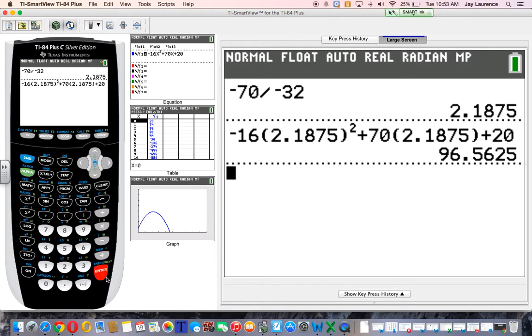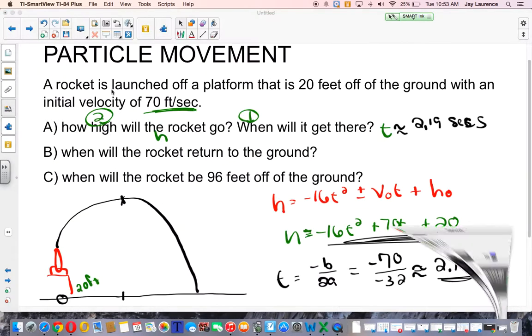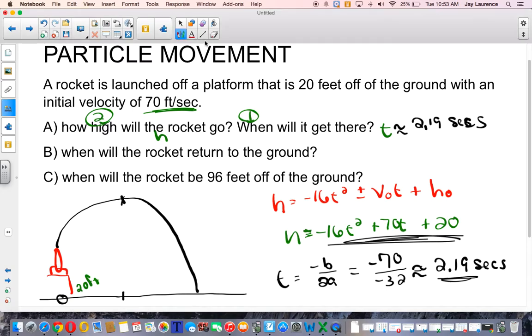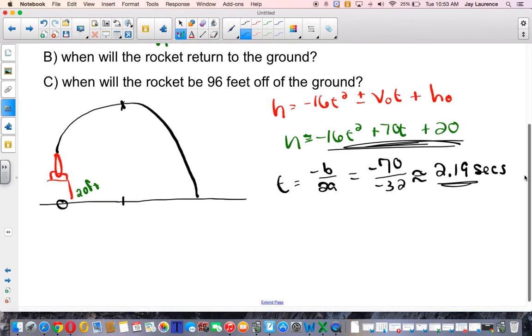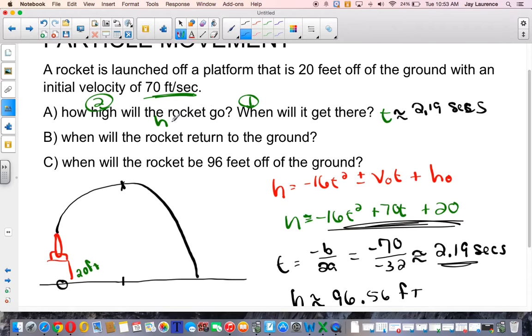All right, and so when I do that, I'm going to get a little bit over 96 and a half feet. So H is going to end up equaling 96.56 feet. Now you really should show the work. I did it all on the calculator to save time, but you really need to show the work. So H is about 96 feet.